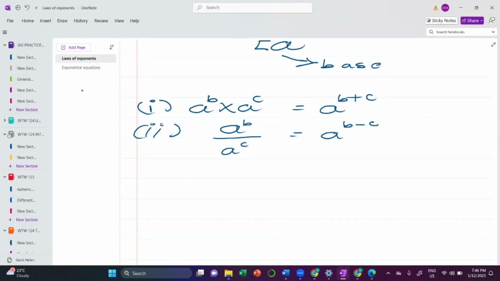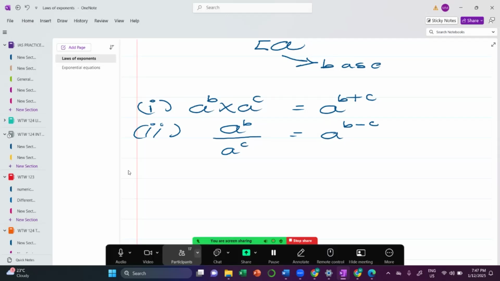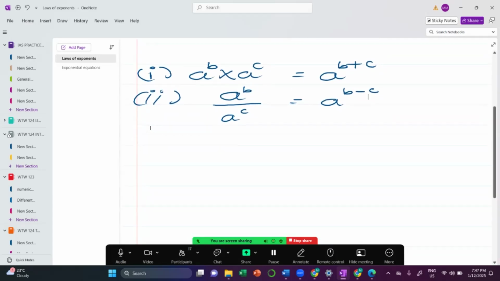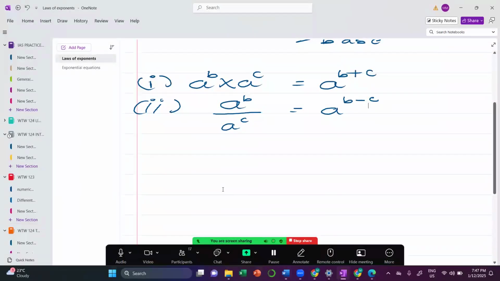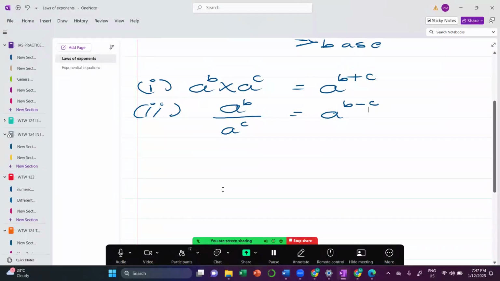Are we all on the same page? Guys, please mute your mics if there's any noise in the background. Please mute yourselves. Just unmute yourself whenever you have a question, please. So let's continue.